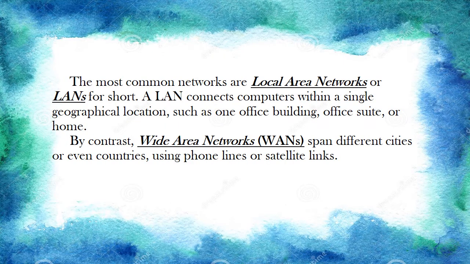The most common networks are local area networks, or LANs for short. A LAN connects computers within a single geographical location, such as one office building, office suite, or home. By contrast, wide area networks, or WANs, span different cities or even countries using phone lines or satellite links. That is the difference between a local area network and a wide area network.